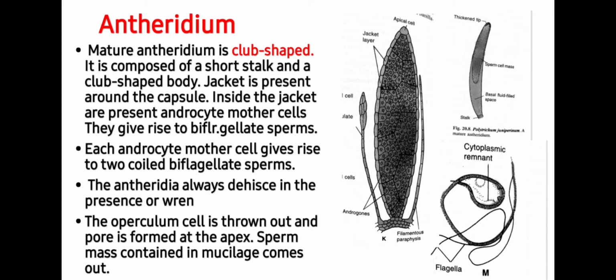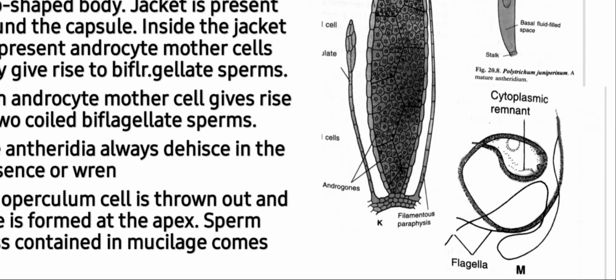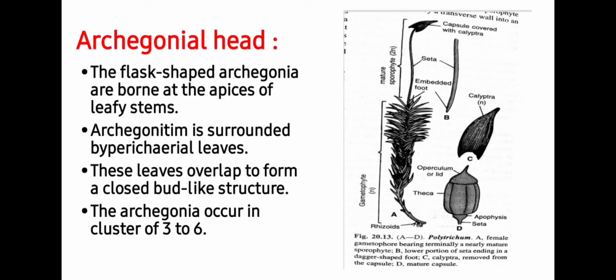Antheridia always dehisce in the presence of rain, that is, water helps in the dehiscence of the antheridia. The operculum cell is thrown out and a pore is formed at the apex. Sperm mass contained in the mucilage comes out. The operculum cells, which are the apical portion of the antheridium, are thrown out and a pore is formed at the apex. Sperm mass contained in the mucilage comes out and is ready for fertilization. So here you can see biflagellate sperm or motile sperm.